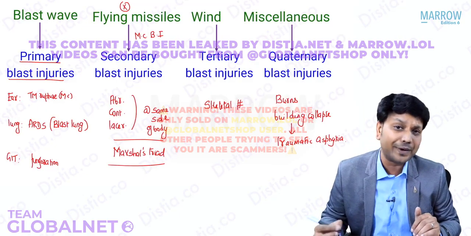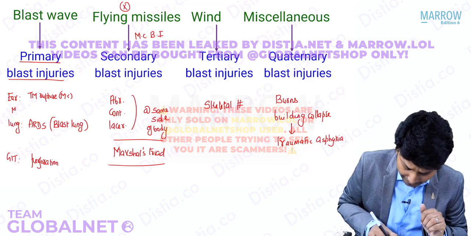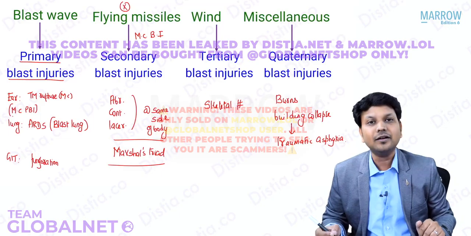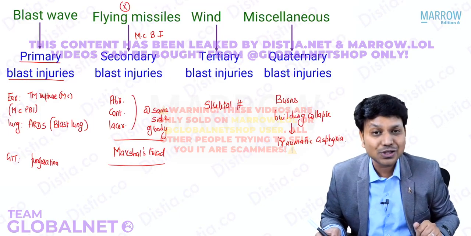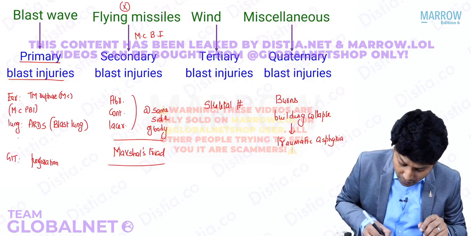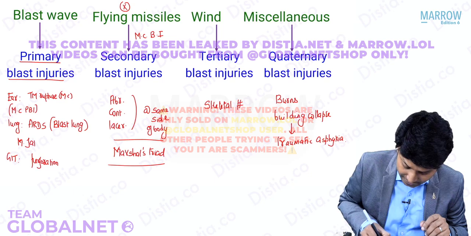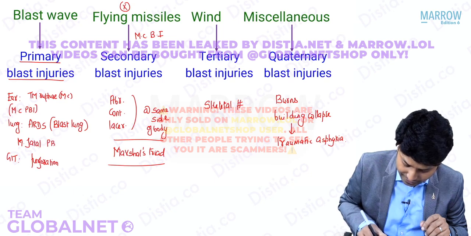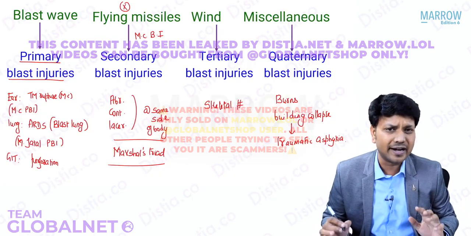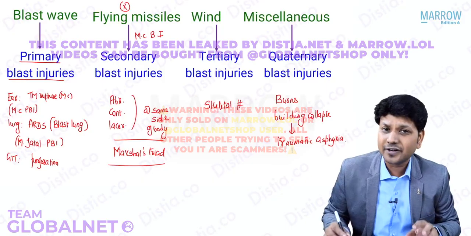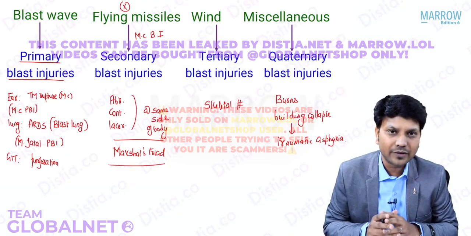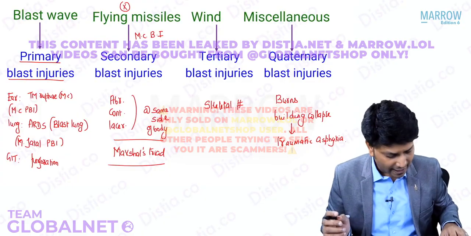Which is the most common primary blast injury? The most common primary blast injury is tympanic membrane rupture. Which is the most fatal primary blast injury? That is nothing but blast lung. I told you that is highly serious and it is fatal. Okay, so there is a difference between most common blast injury, most common primary blast injury, and most fatal primary blast injury. Fine, right? So this is primary, secondary, tertiary, and quaternary.